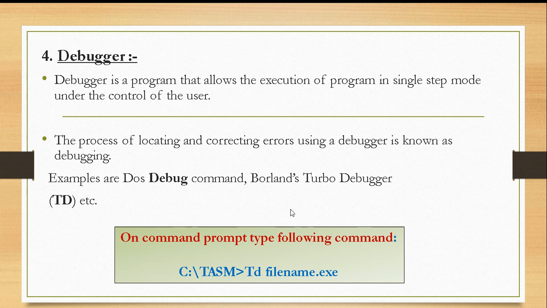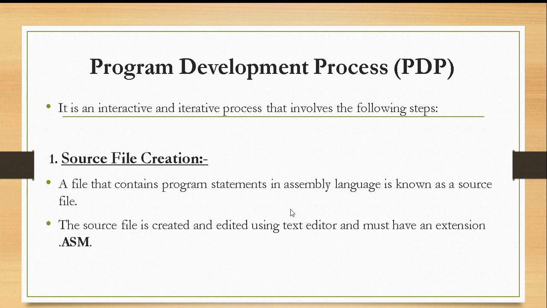The last tool is the debugger, which is also a program. In this program, we can locate as well as correct the different types of errors in the program. This process of locating and correcting errors is nothing but debugging. Examples of debuggers are the DOS debug command and Borland's Turbo Debugger command, that is TD. On the command prompt, we have to type the command as td filename.exe.